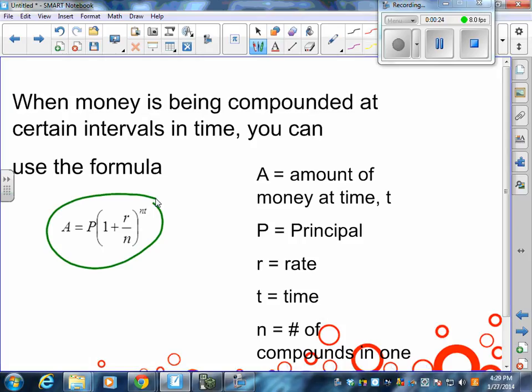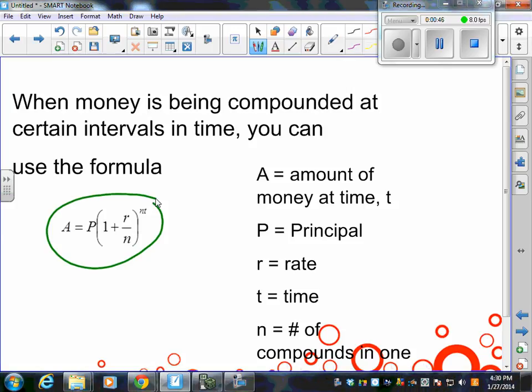So let's first of all look at what everything stands for. A is the amount that you have at the end of your time. P is the principal, which is the amount you initially invest. R is your rate. T is the time that you're going to have this in the bank. And then N is the number of compounds in 1 year.